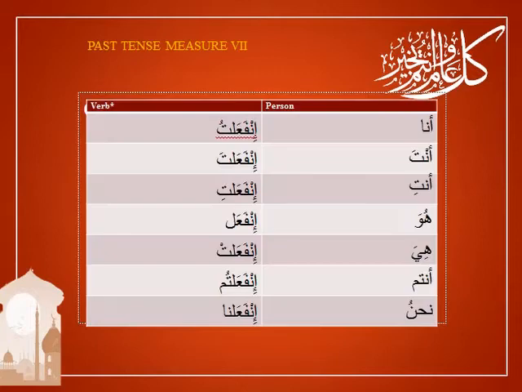Even easier if we go to the past tense. It conjugates exactly the same, and this is completely regular. So remember the last time we had infa'altu, infa'alti, infa'alta, infa'ala, infa'alat, infa'altum, infa'alna. The same rhythm for measure 8, and I mean it's the exact same vowel pattern, same suffixes.